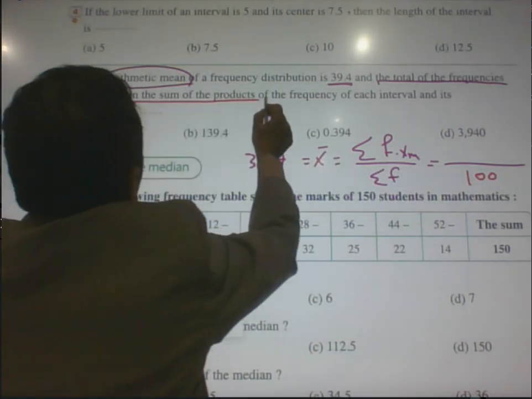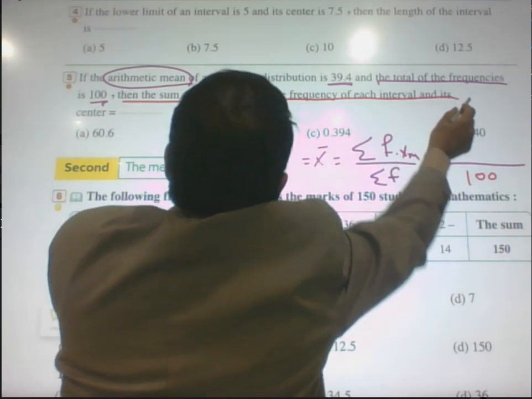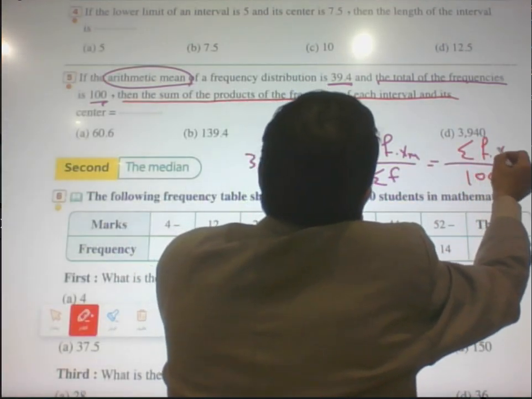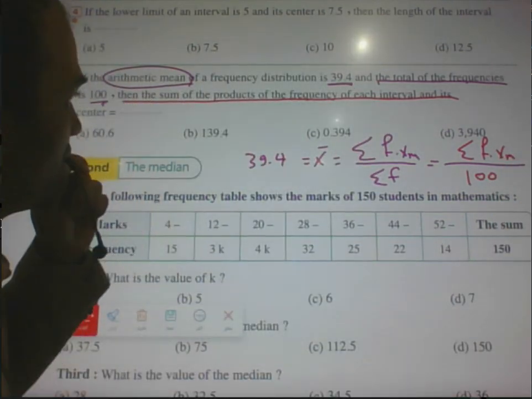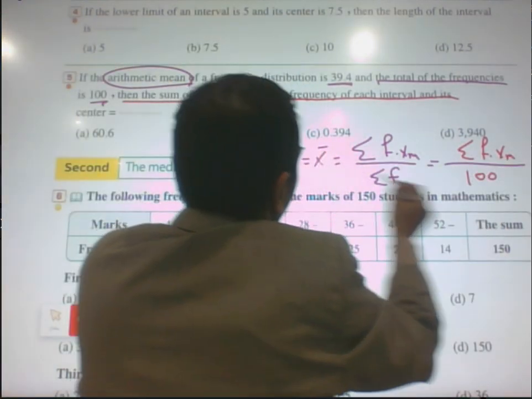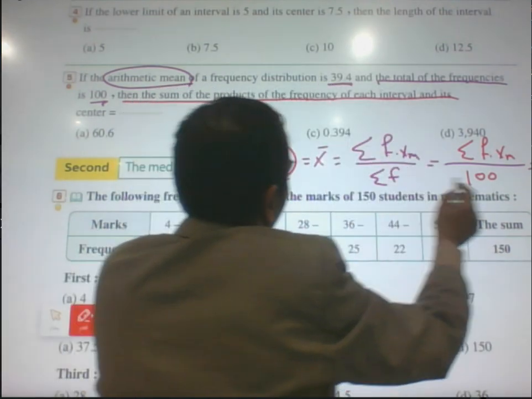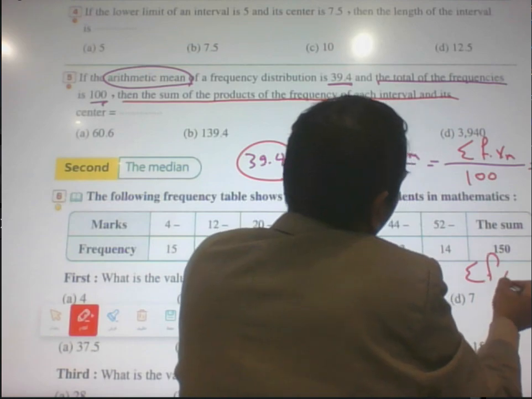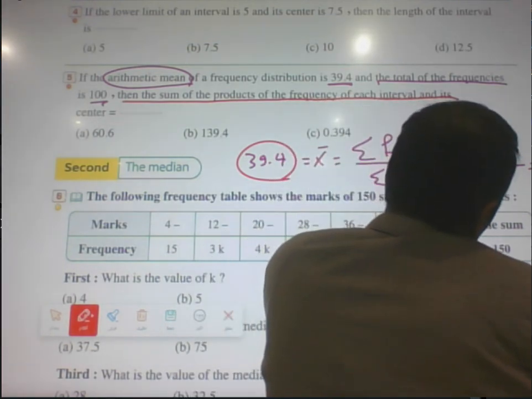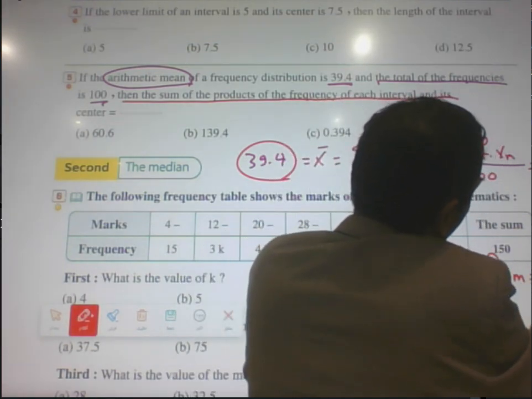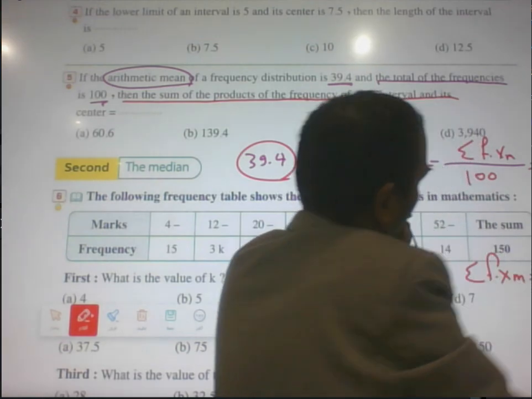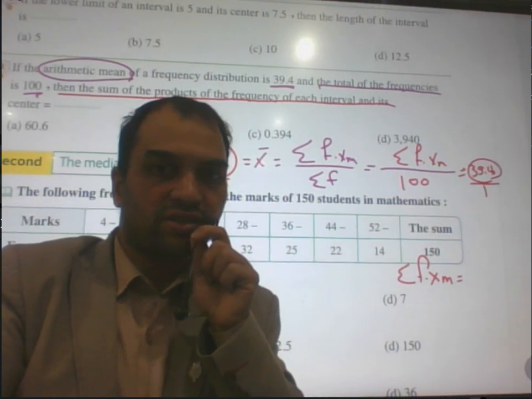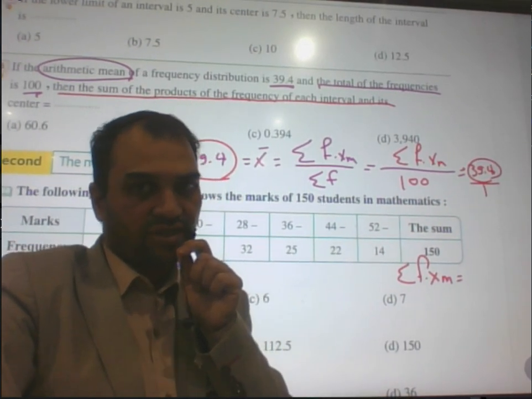He wants to find the summation of the product between frequency and the center of each interval. We can find the answer by writing: summation of frequency times the center of each interval equals 39.4 times 100. We can use the product of extremes equals the product of means. Then 100 times 39.4.